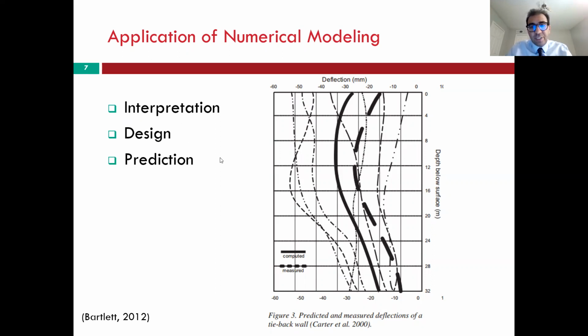And then the third is the prediction. So we can use numerical modeling and develop a model for an environment, for a medium, and then apply some alterations to that model, and then predict what we'll expect after those alterations have been applied to the model. So basically, it's a very powerful tool for us that we can use to simulate complex geometries, complex models, and then interpret, design, and predict those models.